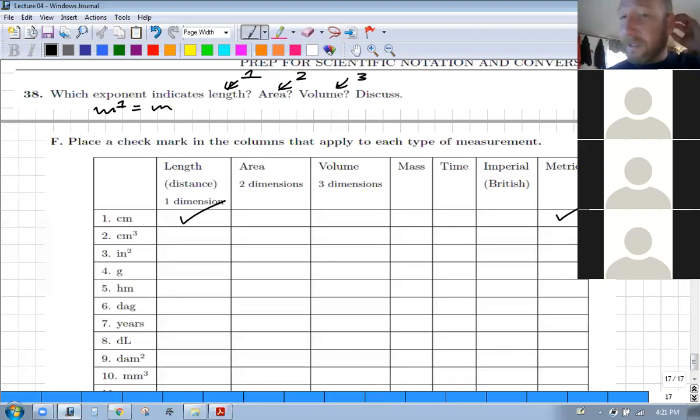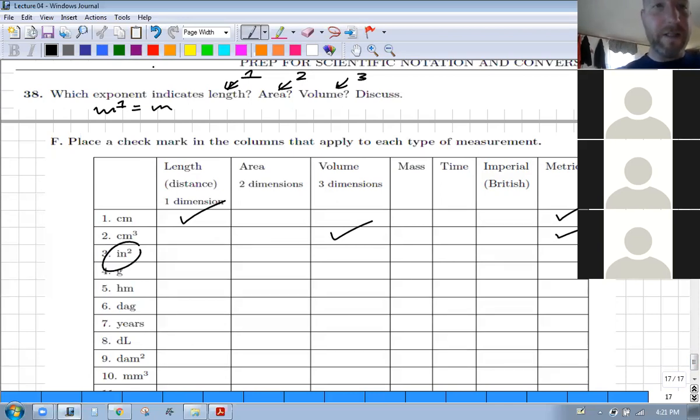The US is the only country that doesn't use the metric system. We use the units that were based on the length of the king's foot and the king's thumb, even though we don't believe in kings, which is interesting. So a centimeter cube, that's a length times a length times a length, which gives us a volume, since it's based in meters, metric.